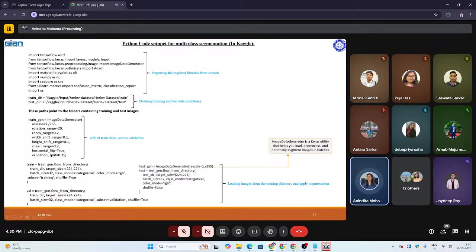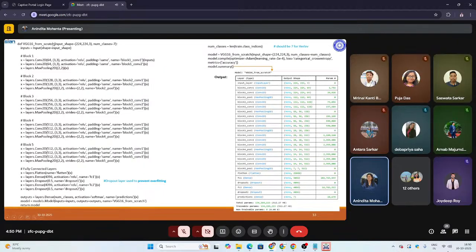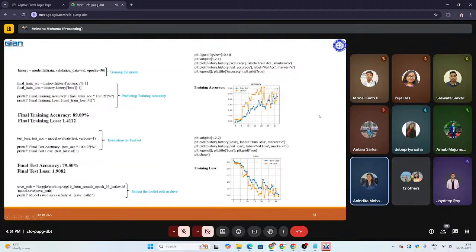Just here something will change. The class mode is categorical, and for that dataset the class mode was binary. And the number of classes here is 7, whereas for that part the number of classes was 1. So these are the small changes that needed to be done while training this code. And this is the model summary. The training accuracy came to 89% and the testing accuracy came to 79%.